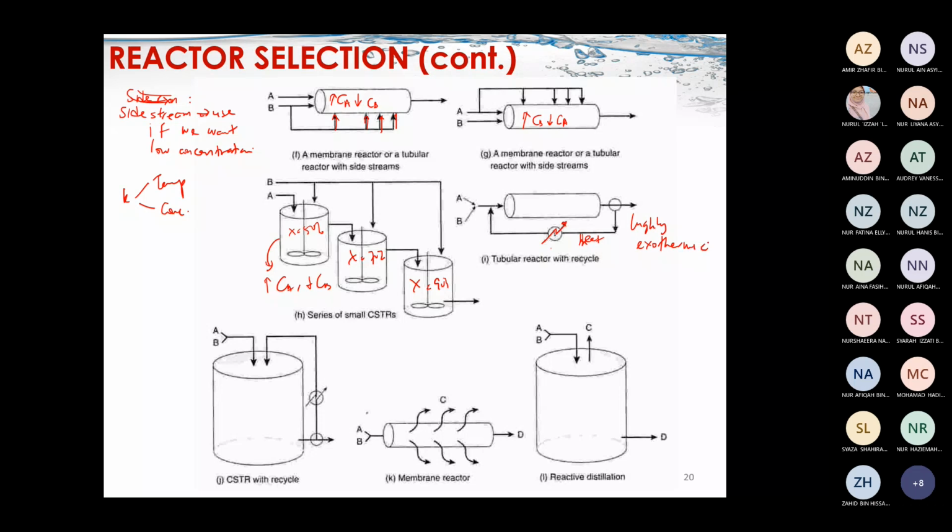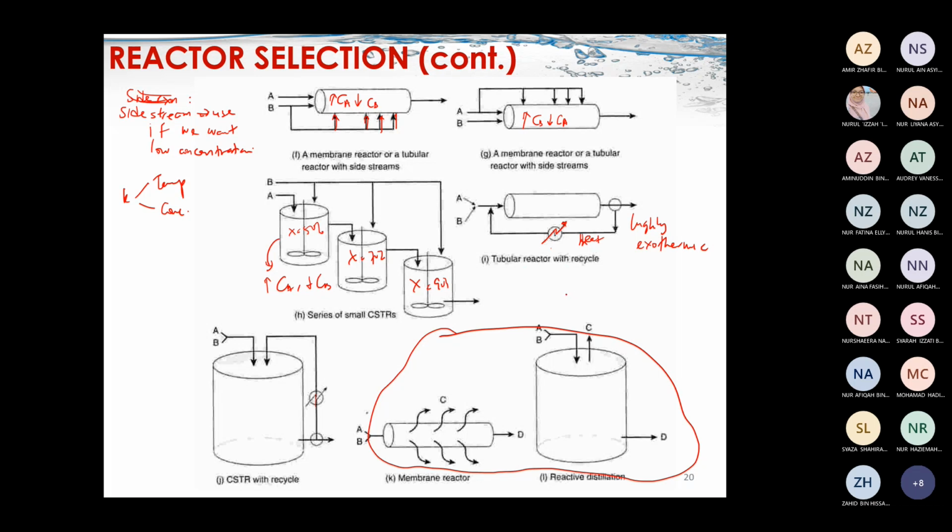Okay, ni control dari segi temperature. Alright, and then we have here a A and B. This is CSTR recycle. Okay, and then we have this one. This one, K dengan I ni.